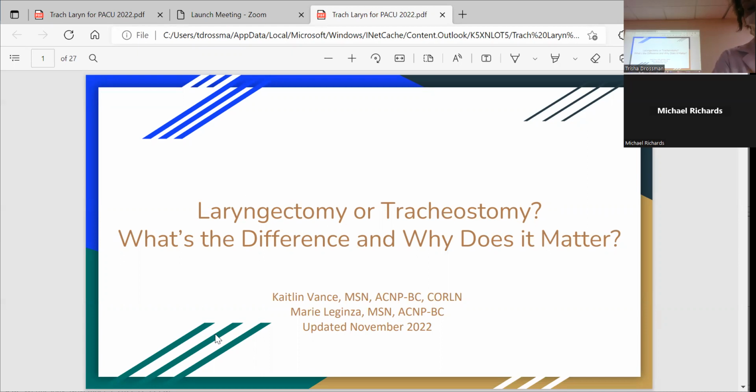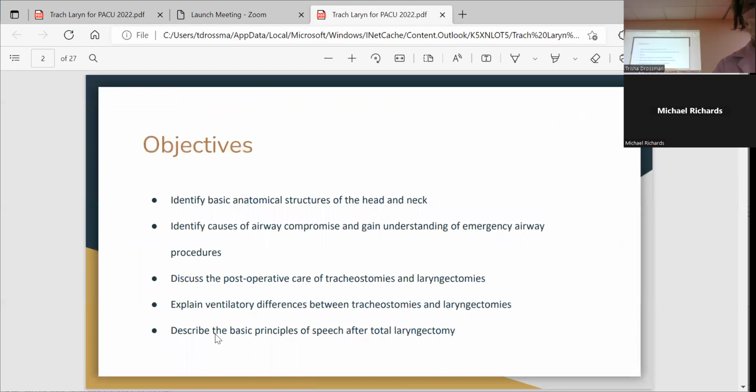So the point of this lecture will be to differentiate between those. Feel free to stop at any time, answer questions, shout out questions is fine. We can be very informal. So objectives: we're going to talk about the basic anatomical structures in the head and neck area, what causes airway compromise, and what's involved in emergency airway procedures and postoperative care for both tracheostomy and laryngectomy. They're similar, but there are a couple of differences, as well as the ventilation differences between the two. And then basic principles of speech, with options, because sometimes patients will ask you those kinds of questions too.